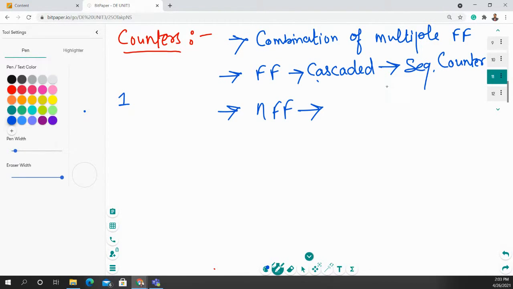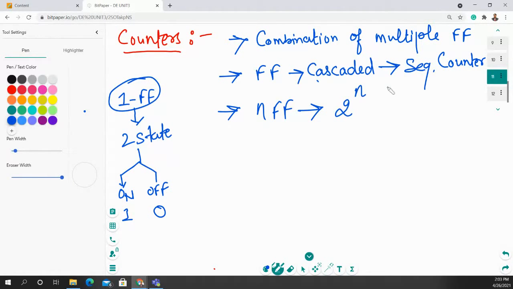Suppose that if you have one flip-flop, what is the maximum number of states you have for this one flip-flop? Two states are there. Either it is in on position or it is in off position. For on we will use 1, and for off we will use 0. So we can use this formula. If we have one flip-flop, so what is the output? 2 raised to 1 equal to 2 states.